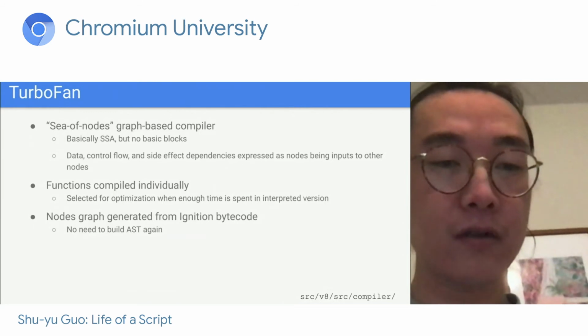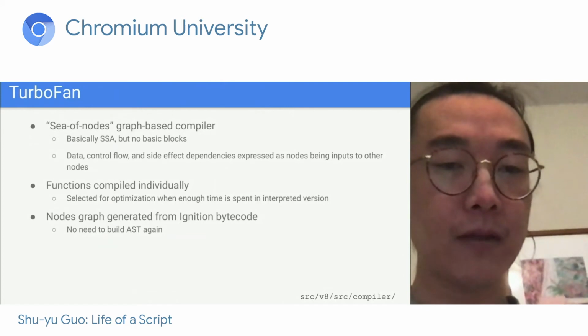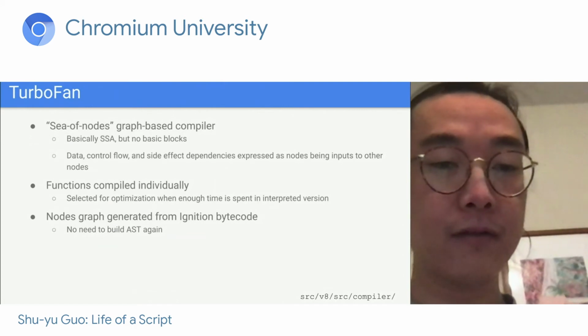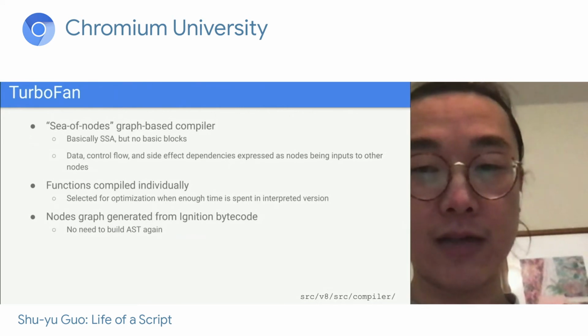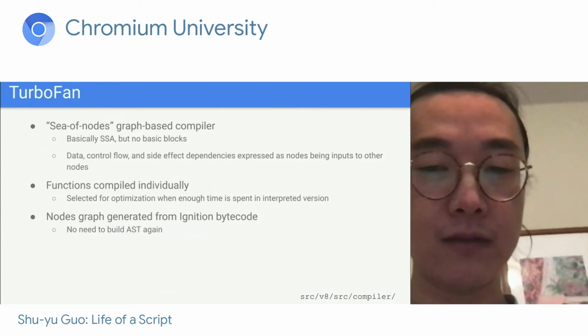TurboFan is a function-at-a-time compiler. It compiles functions individually. And the node graph is generated from the Ignition bytecode. It is not generated from the AST, as previous optimizing compilers in V8 have been.